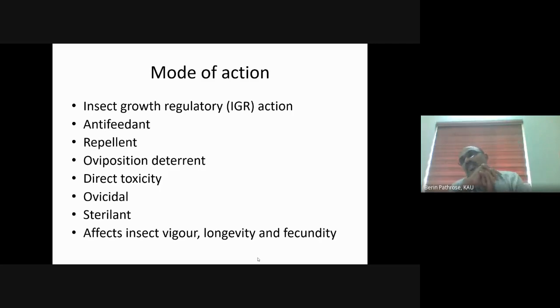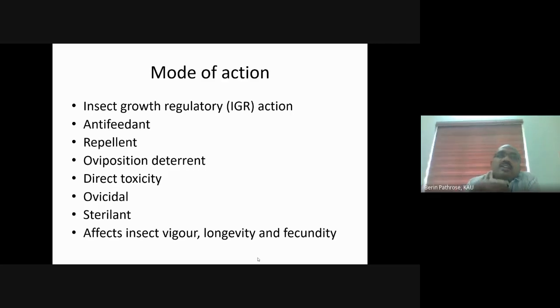Next is oviposition deterrent. That means the insect won't be able to oviposit on the sprayed plant surface. And sometimes neem has direct toxicity. That means if you spray neem on a pest, it can lead to mortality of the insect, but it is extremely limited. It has some ovicidal property. That means if it falls over the eggs, they may not hatch. It has sterilant property. That means it can make the insect sterile, and it can affect insect vigor, longevity, and fecundity. That is one particular feature with botanicals.